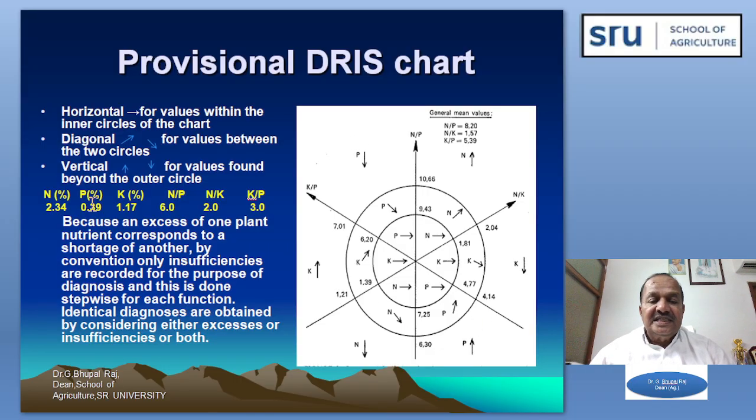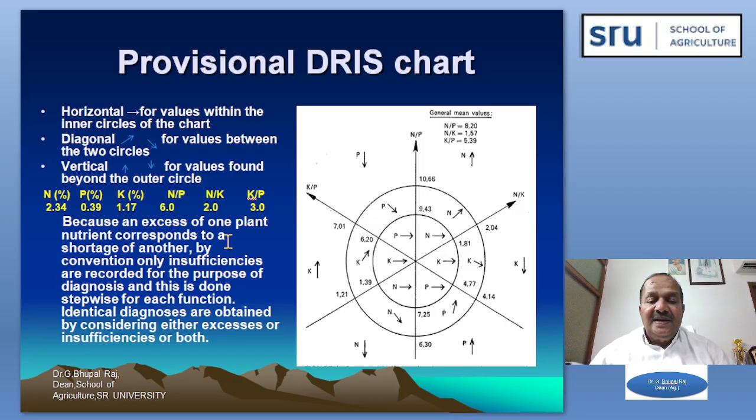For example, for a test sample we analyzed, we found nitrogen 2.34, phosphorus 0.39, and K 1.17. The ratio N by P is 2.34 divided by 0.39, which comes to 6. N by K is 2.34 divided by 1.17, which gives 2. K by P is 1.17 divided by 0.39, which comes to 3. These are the three ratios possible in relation to nitrogen, phosphorus and potassium.